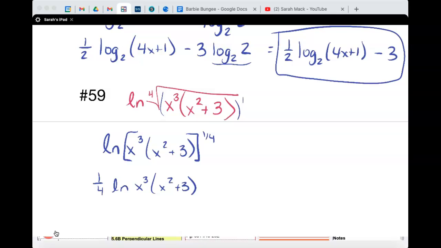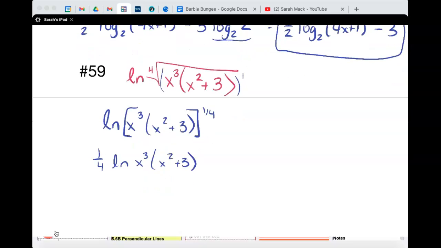I can break up the x to the 3rd and the x squared plus 3 part. The product. We separate it. So the 1/4 is for everything, so I'm going to put brackets. But if I'm separating these two things, since it's products, I can rewrite the logarithm as a sum, the natural log of x to the third, and then plus the natural log of x squared plus 3. That was a product property.